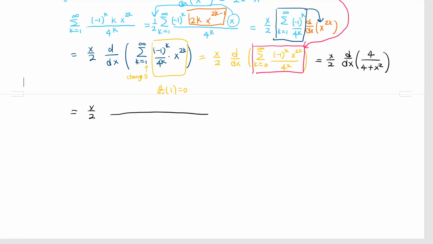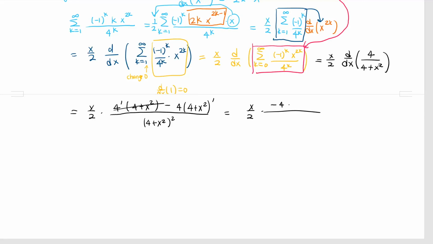So we have the derivative of the top guy times the bottom guy, minus the top guy times the bottom guy's derivative, and then we have the bottom guy squared, right? Here, the derivative of 4 is 0, so this guy is gone. Then we have x over 2, and then we have negative 4.